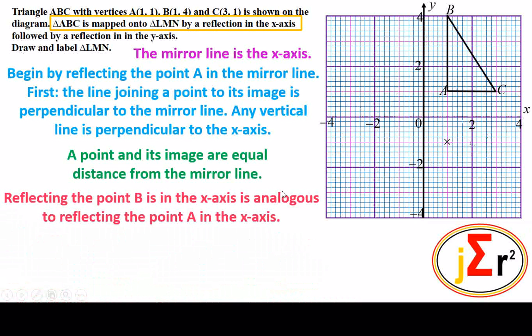Reflecting the point B in the x-axis is analogous to reflecting the point A in the x-axis. So in the same manner that we reflected the point A in the mirror line, we will reflect the point B in the mirror line. And pretty much that is the same way that we do all reflections. The line joining a point to its image is perpendicular to the mirror line. And look at B right here.